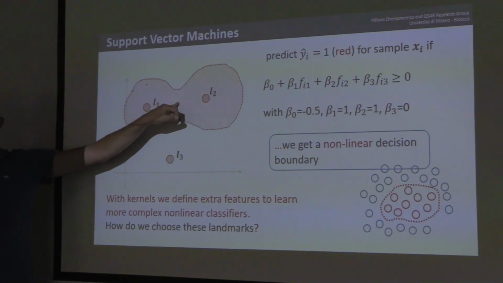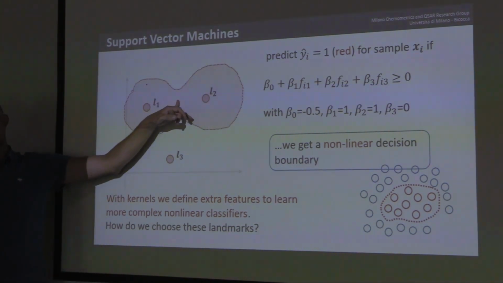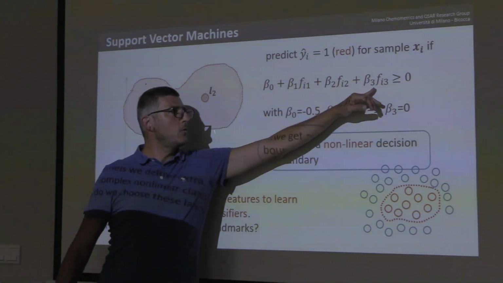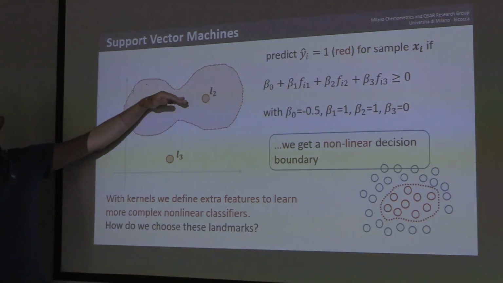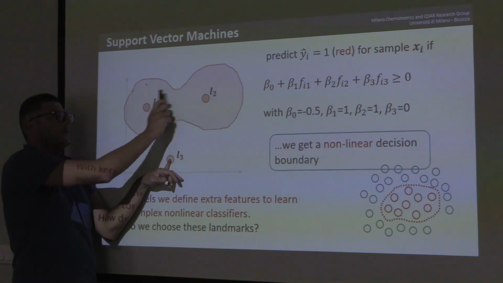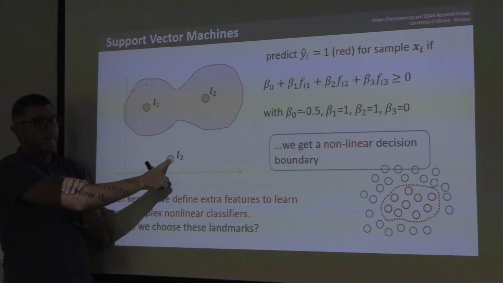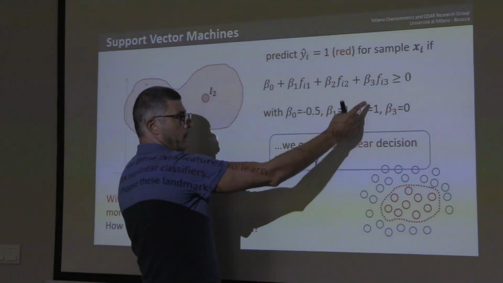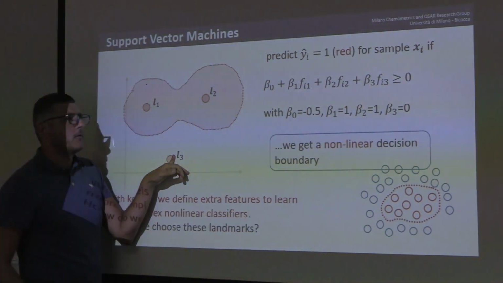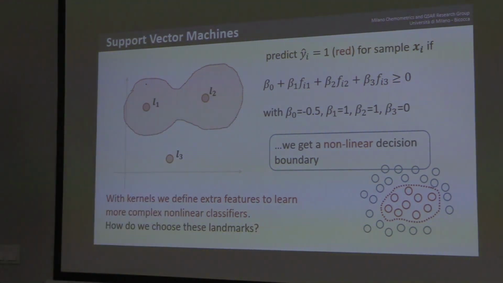A sample which is here will be in the red class because the similarity with respect to these two will be not exactly 1, but a little bit positive. When you do the linear combination, this will be higher than 0, and so it will be in this class. A sample which is here will have the first 2 features, the similarity with respect to these 2 landmarks, equal to 0. The similarity with respect to this one is equal to 1, but the coefficient is 0. So the linear combination will be minus 0.5, so it will be in the blue class. So you will get a separation like this, which is not linear. And this is how it works.